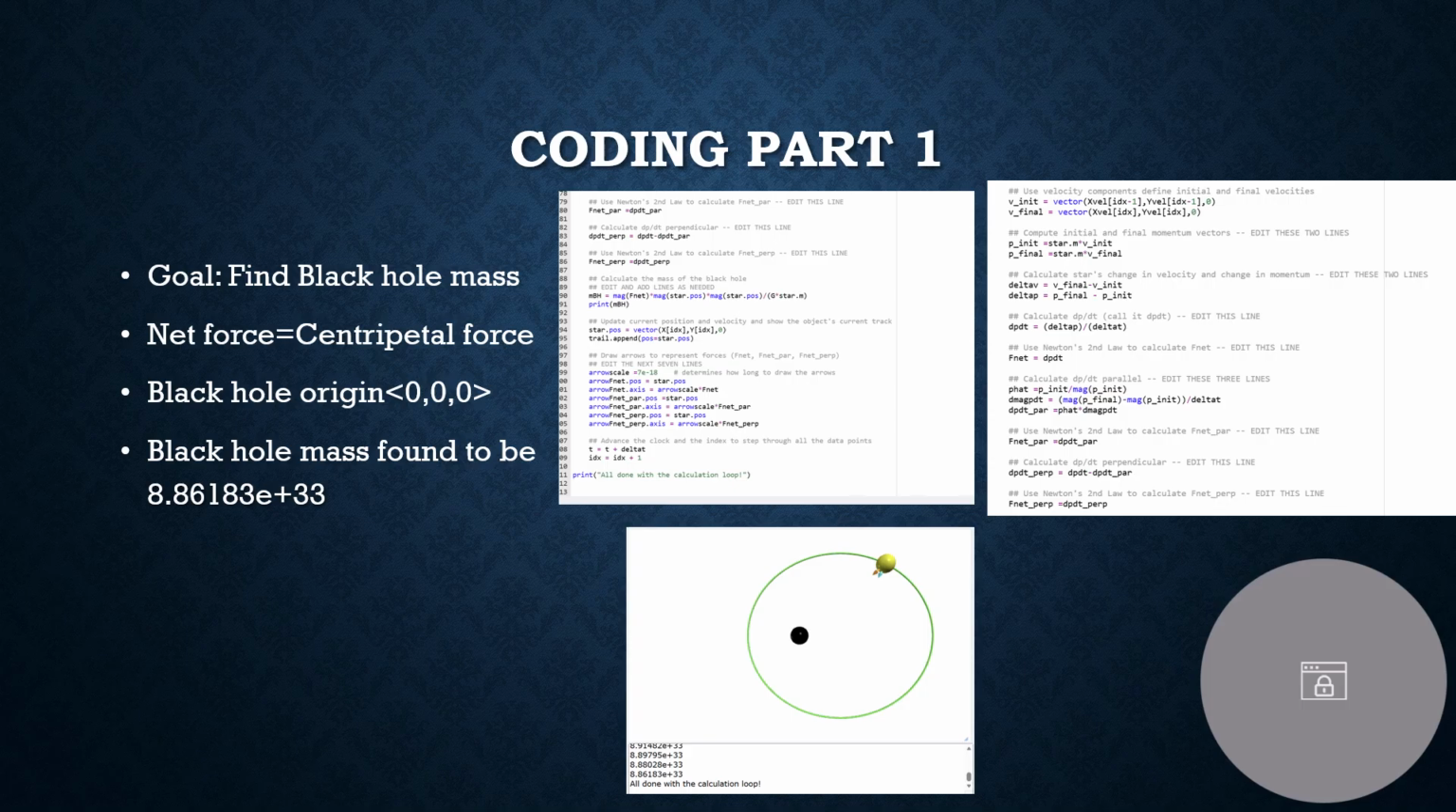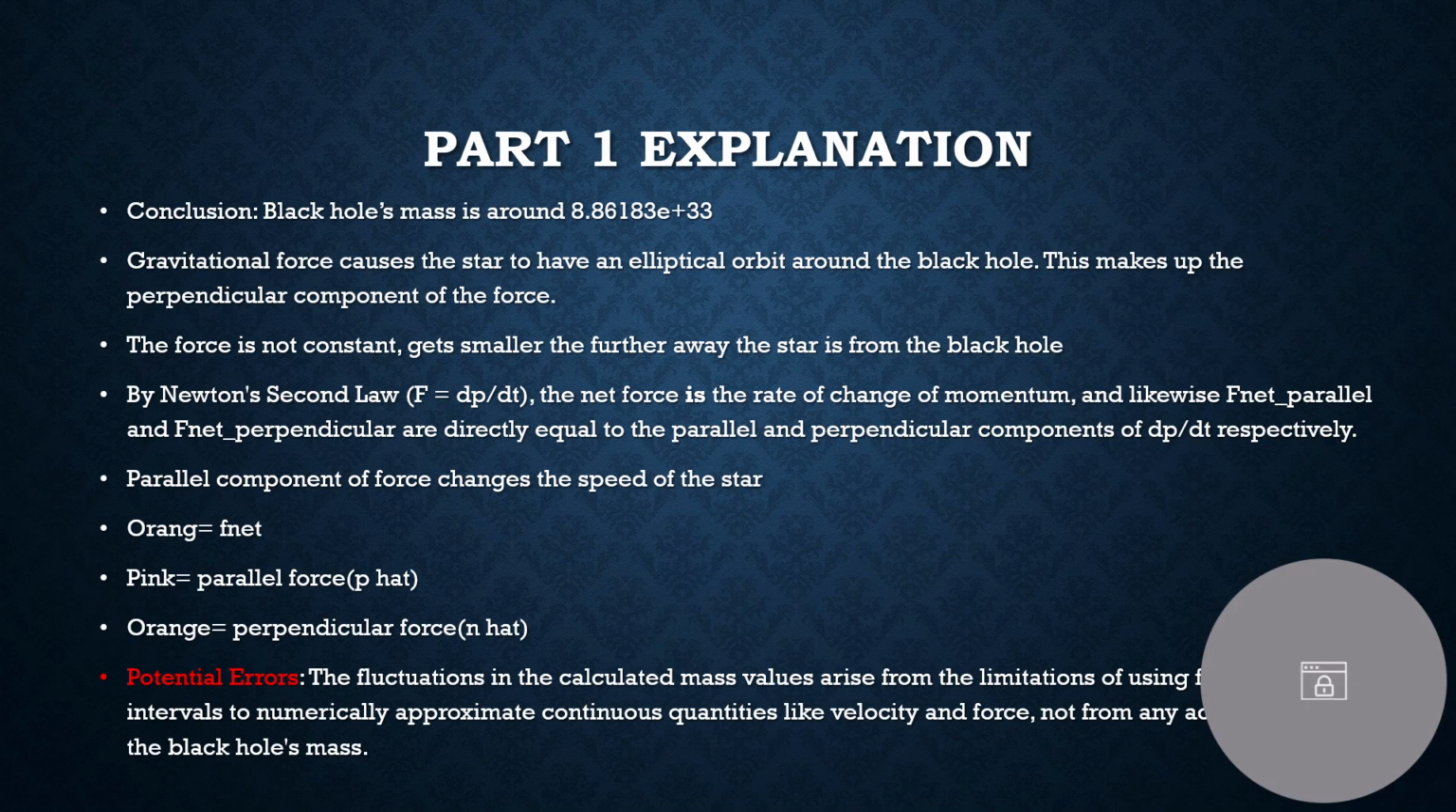Here's my coding for part 1, and the goal was to find the black hole mass, and the net force equals centripetal force in this particular situation. The black hole's origin is at 0, 0, 0, and the black hole's mass is found to be 8.86183 times 10 to the 33rd, which was found after several iterations, after the planet circulated the black hole.